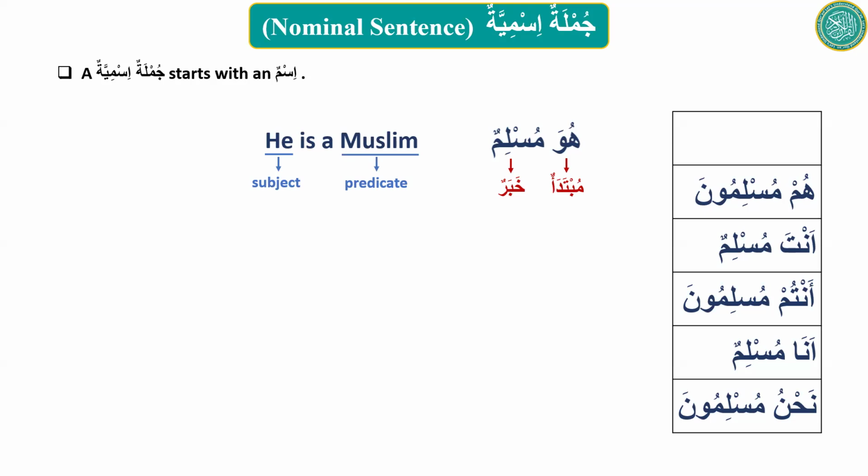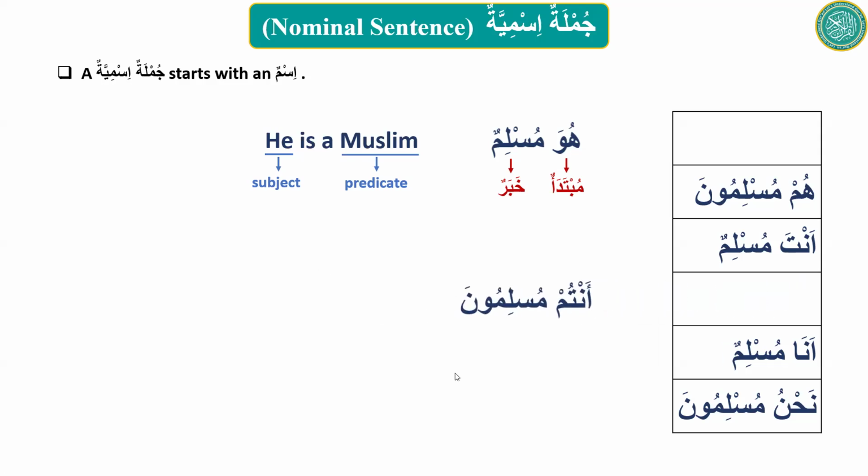And they both match in gender. Huwa, he, is masculine. The word Muslim is also masculine. Huwa is singular. Muslimun is also singular. So they match in number and gender. Okay, let's take another example.